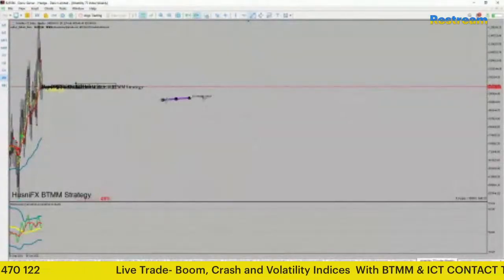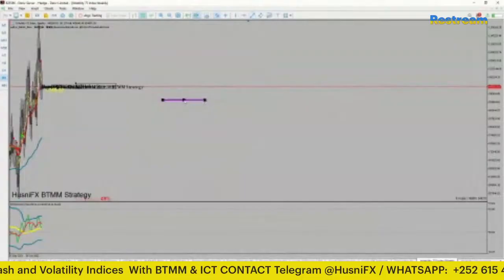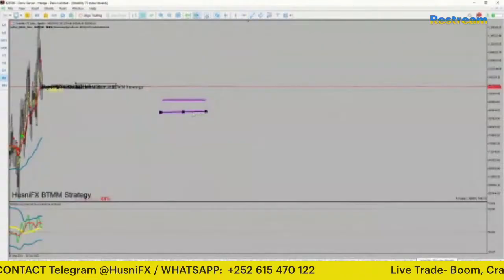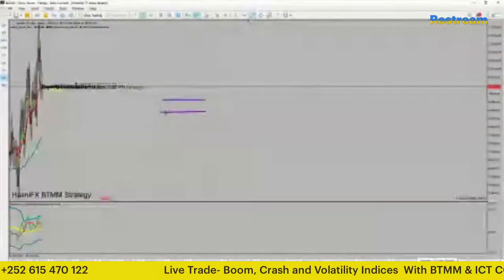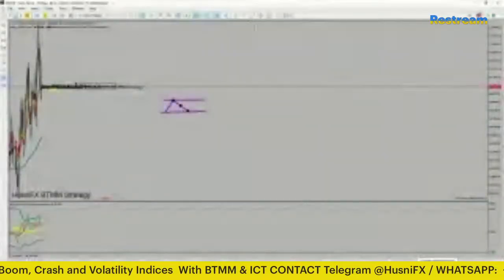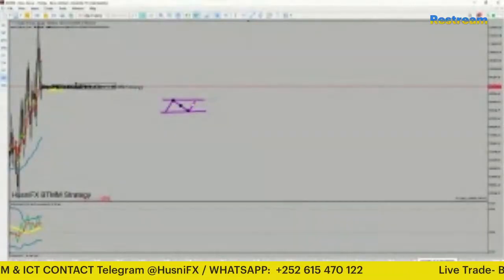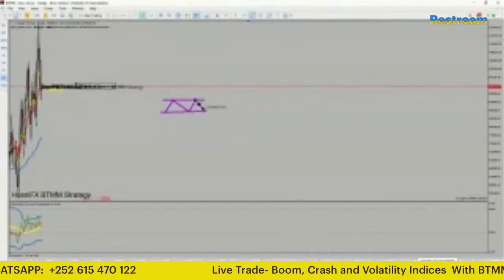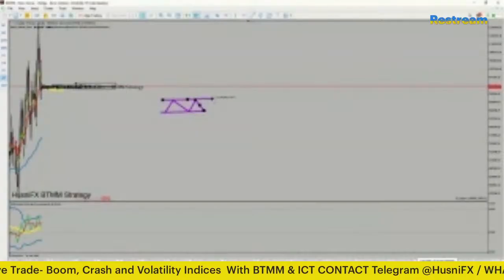Guys, every time the market makers start the price ranging, the price always consolidates. If you can see the screen, this is very important, guys. This is what's called the contraction phase, which you see.